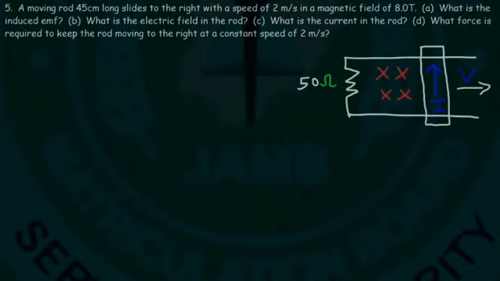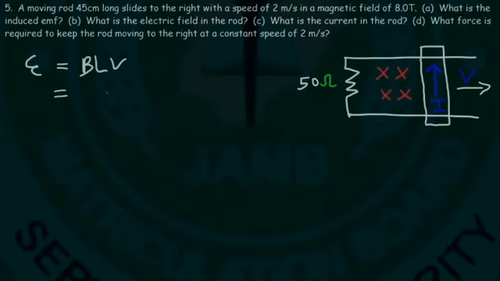Now let's work on this problem. Number 5. A moving rod 45 centimeters long slides to the right with a speed of 2 meters per second in a magnetic field of 8 Tesla. What is the induced EMF? So let's use the formula. EMF is equal to BLV.